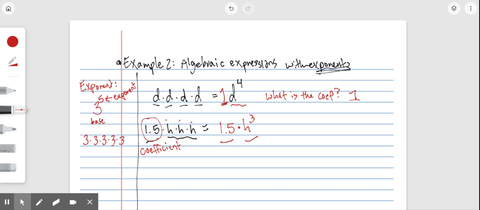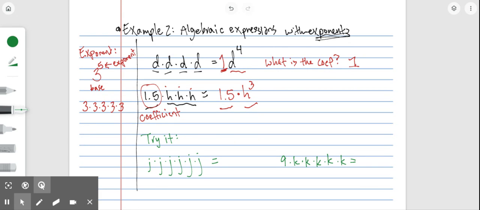1 is the coefficient. Okay, so now I'm going to give you some triads. Your two triads are j times j times j times j times j times j, and 9 times k times k times k times k times k. So rewrite those as expressions with exponents. Pause this video, take a moment, and rewrite them by yourself. You are supposed to try it by yourself.